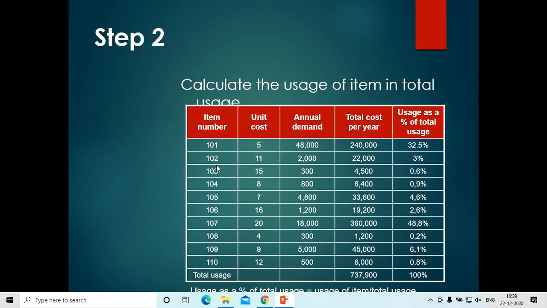If I go on doing this, for the percentage usage of 108, the total cost per year is 1,200 divided by 7,37,900, and I will get the value as 0.2%. So the percentage usage of 108 is 0.2%.